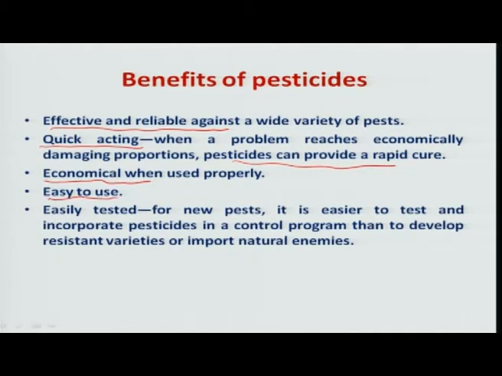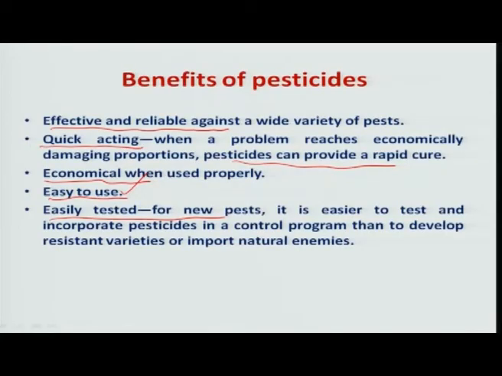And from the farmer's point of view, it is very easy to apply insecticides compared to some of the other methods of insect pest management. And then whenever there is a new insect on a crop, we can test a particular insecticide within 1 season and then immediately recommend or include it in the IPM package, but the same thing will not hold good with reference to resistant varieties or with reference to natural enemies integration, because each technology takes about 4 to 5 seasons before including in the IPM package.